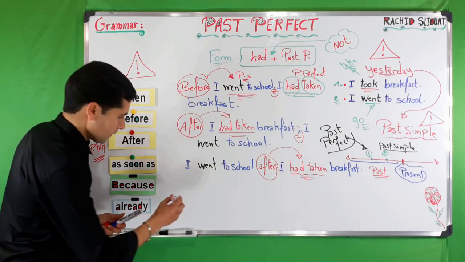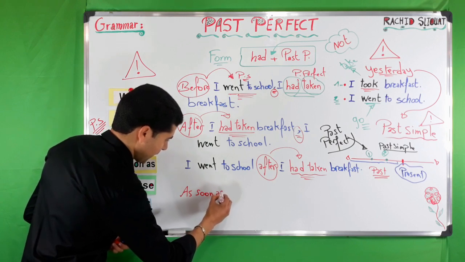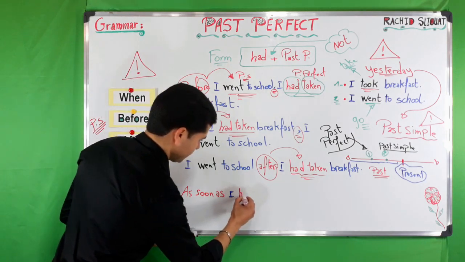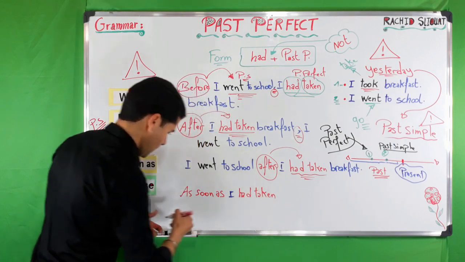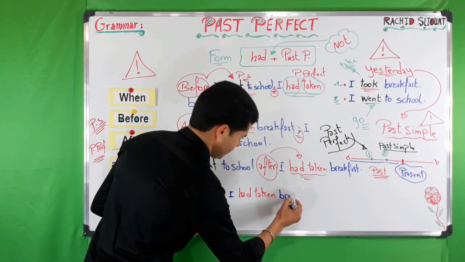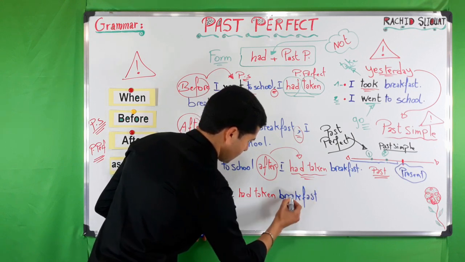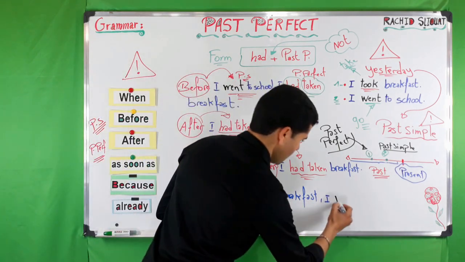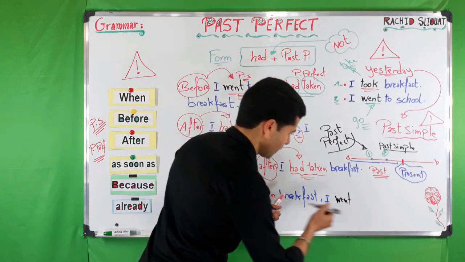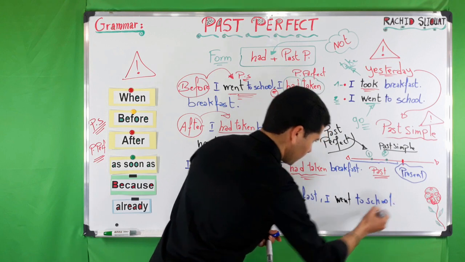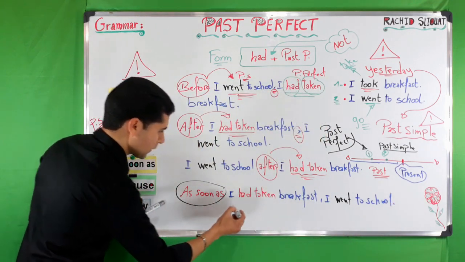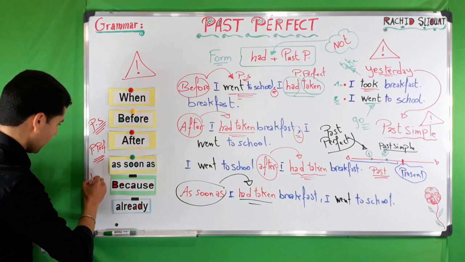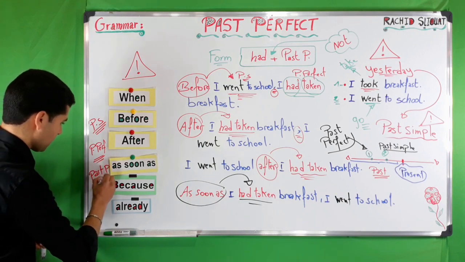Now we can say, for instance, as soon as I had taken breakfast, I, the past simple, I went to school. So again you see, as soon as is always plus the past perfect. Here again, as soon as is with the past perfect.